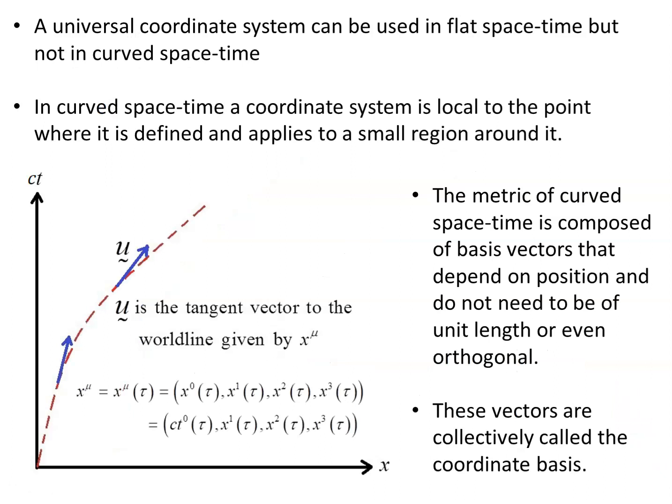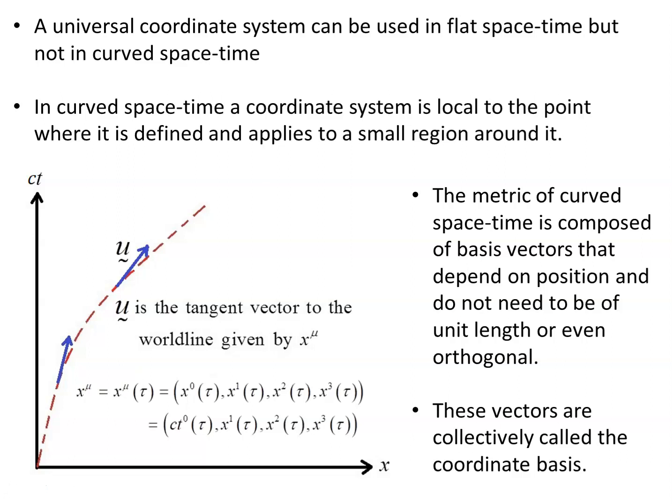All right, so a universal coordinate system can be used in flat spacetime only, but not in curved spacetime. In flat spacetime, the basis vectors are the same everywhere, and so it's possible to use a single coordinate system to cover the whole of spacetime. Now in curved spacetime, a coordinate system is local to the point where it's defined and applies to a small region around it. We can't cover the entire curved space with a single coordinate system.